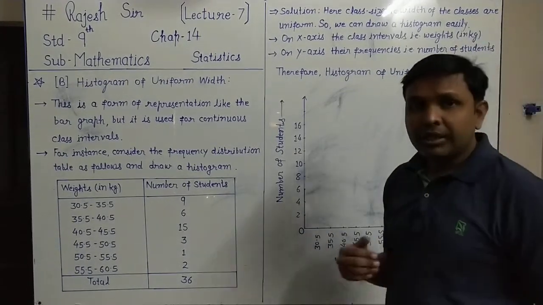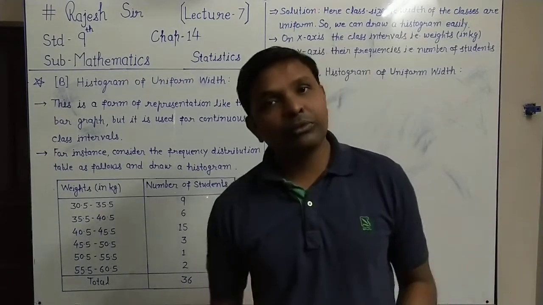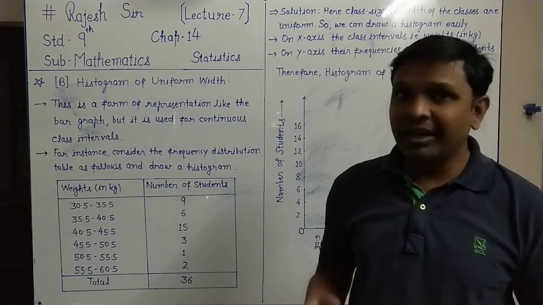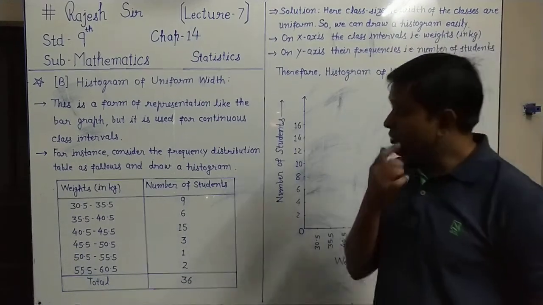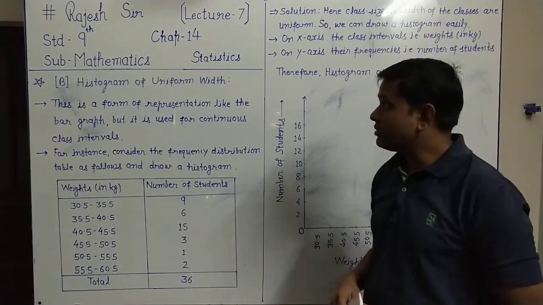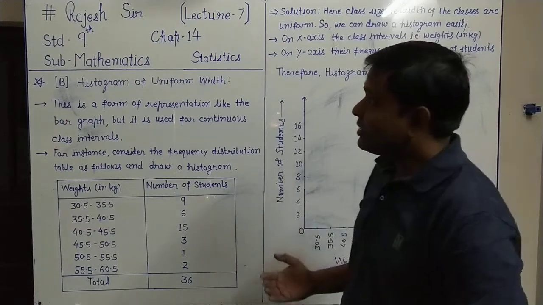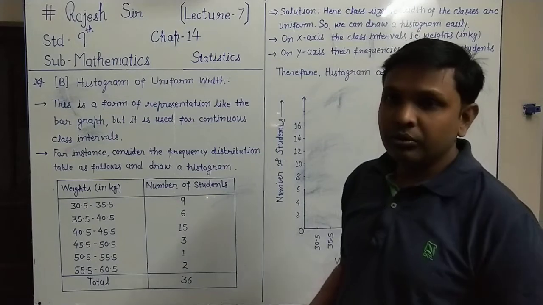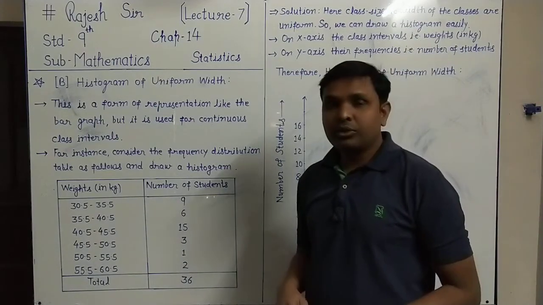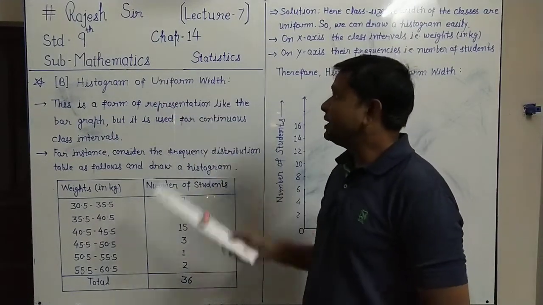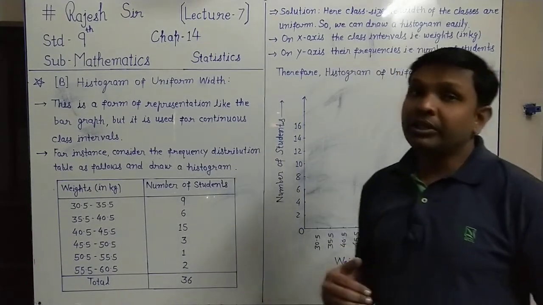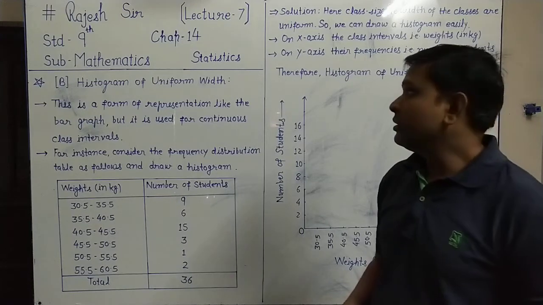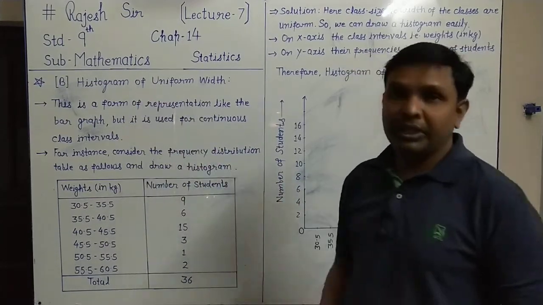In the last lecture we started the graphical representation of data, and we understood how to draw bar graphs. We saw two examples of drawing bar graphs. Now the next graph is the histogram. In histograms we have two types: uniform width and varying width. In this lecture we will see the histogram of uniform width.